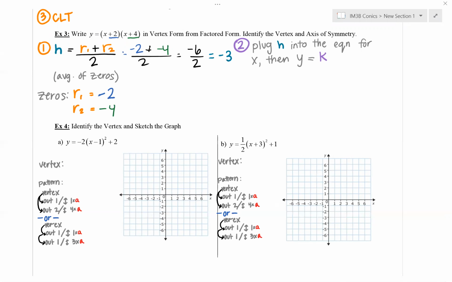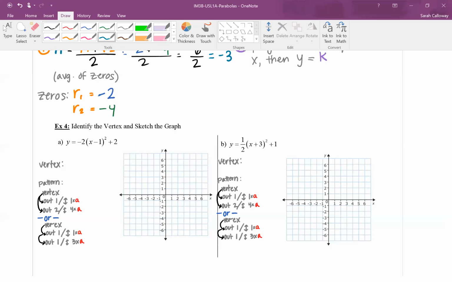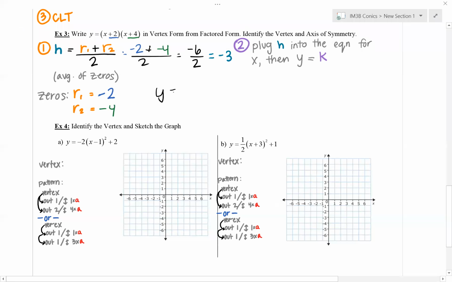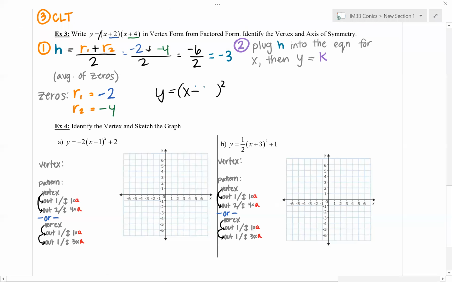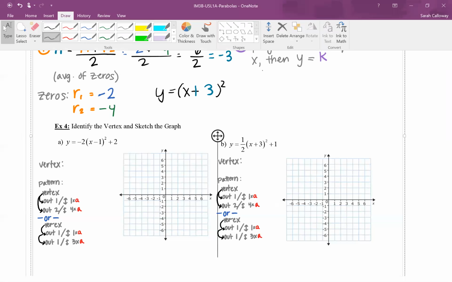Okay, so if we think about the idea here, then we know y equals, A was 1 here, so this is still a 1. And then it's always x minus h squared, so that's going to be x plus 3 squared. What we need to find next is what is the value for k. And to do that, we're actually just going to plug -3 into the original equation. Okay, so we're going to plug into the y equals x plus 2 times x plus 4.